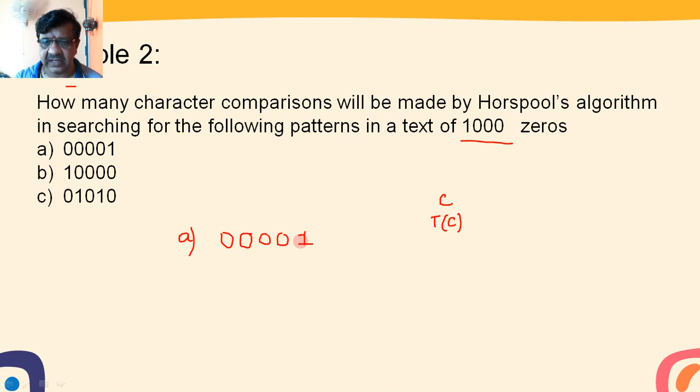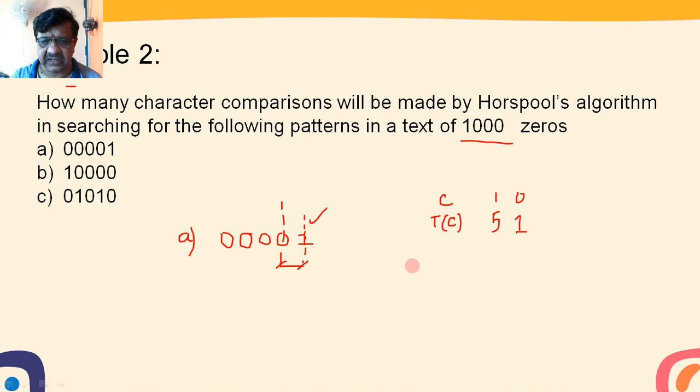1 is not at all present anyway, so for that the shift is 5. If the character is 1, the shift is 5. For 0, this is the rightmost 0, so the shift size is 1, because that is the rightmost 0. Therefore, in every string alignment, there is going to be only one comparison, and the shift size is also 1.